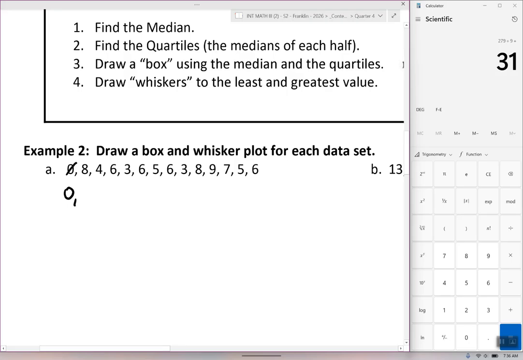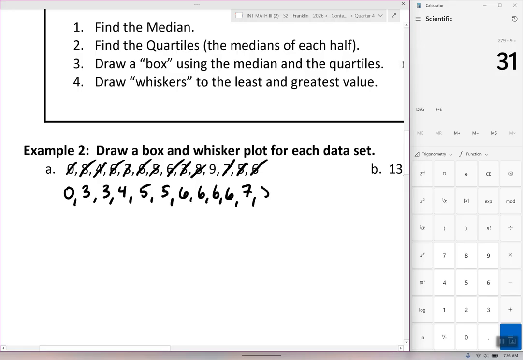The next number is going to be a 3. We've got 1, 2 3s, then a 4, and then 1, 2 5s, 1, 2 3, 4 6s, 1 7, 2 8s, and a 9. Okay, so now they're in order from least to greatest.